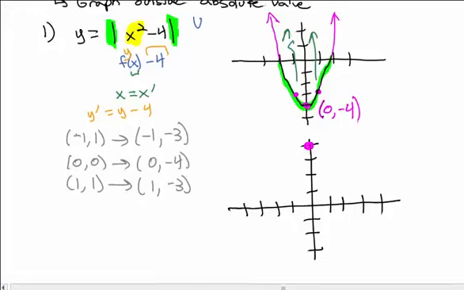0, +4. We have this point at 1, -3. That's going to reflect up, making the 3 positive, giving us 1, 3. The -1, -3. -1's the x-coordinate. Don't change the x. We take the absolute value to change the y-coordinate to now a +3.